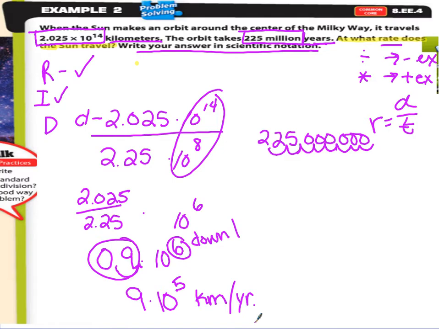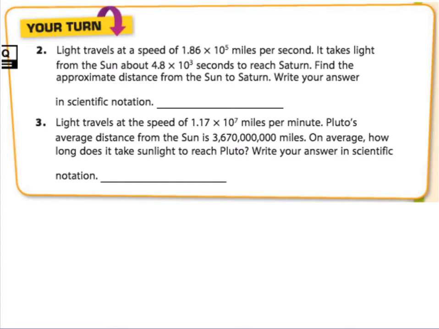So again, as long as your bases are the same, which they always will be with scientific notation, you can subtract your exponents and then just divide your multipliers. All right, so I want you to go ahead and read, make sure that you do your R and I, and determine your important information. Eliminate any fluff information, identify those numbers that you're going to have to use, show your work, and when you come back, we'll check your answer.